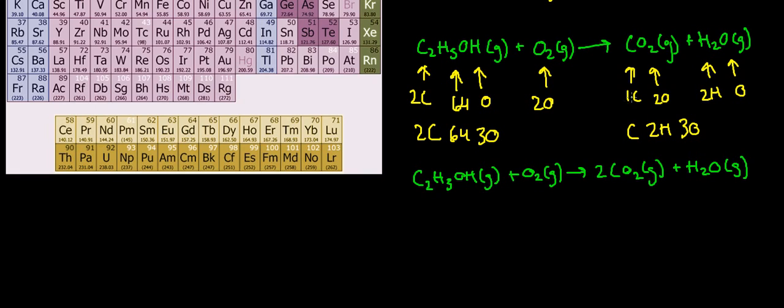So now I have the proper amount of carbons on both sides. And now I've multiplied this oxygen by 2 as well. So I will have a grand total of 5 oxygens. Now, so this side still remains the same: 2 carbons, 6 hydrogens, 3 oxygens. This side I now have 2 carbons, 5 oxygens, and 2 hydrogens.